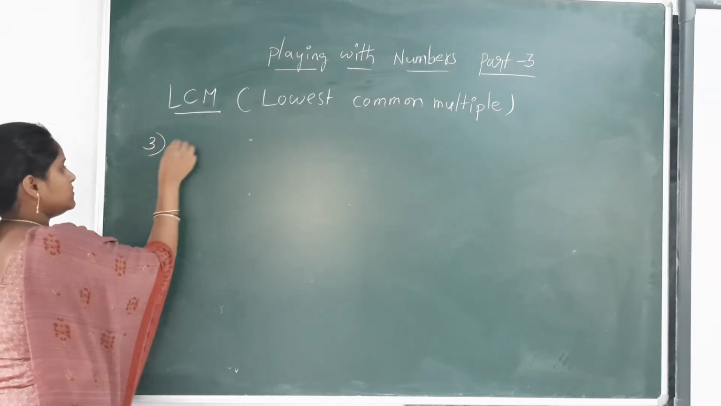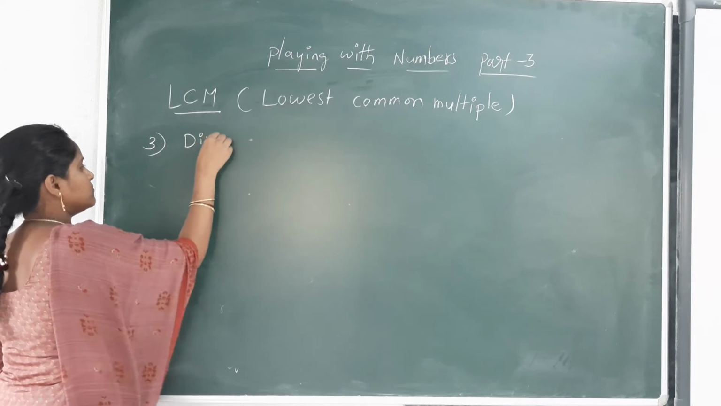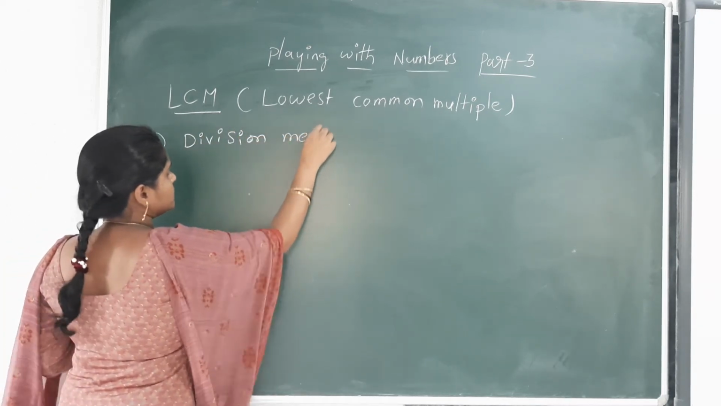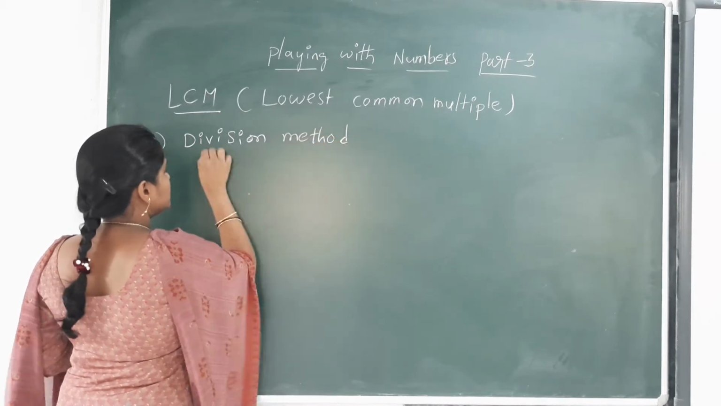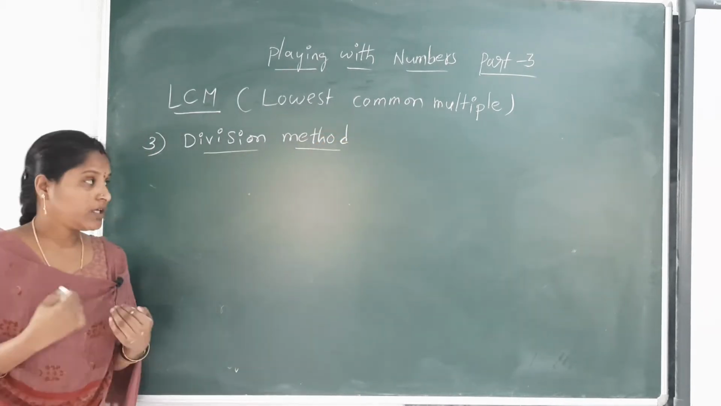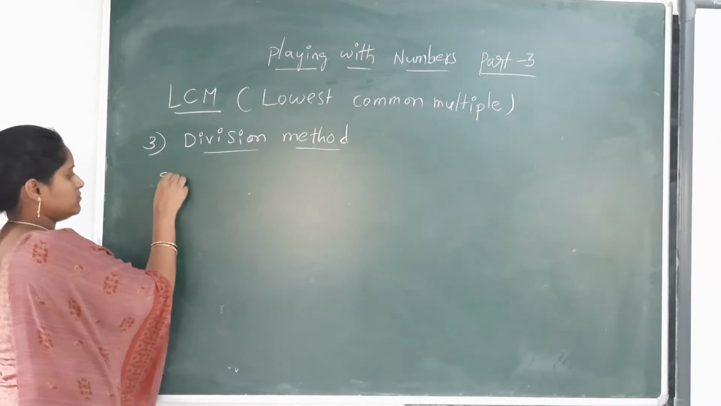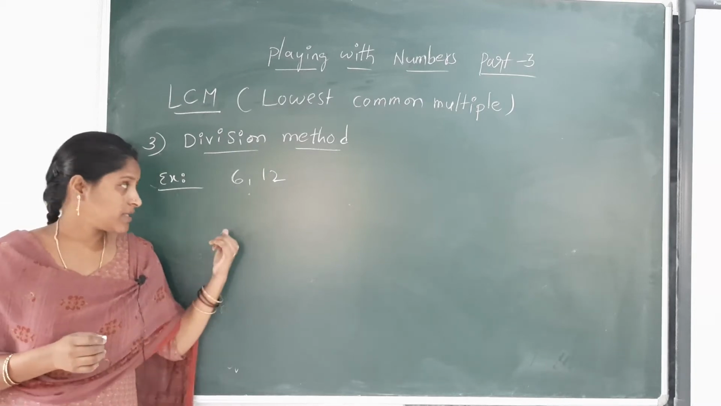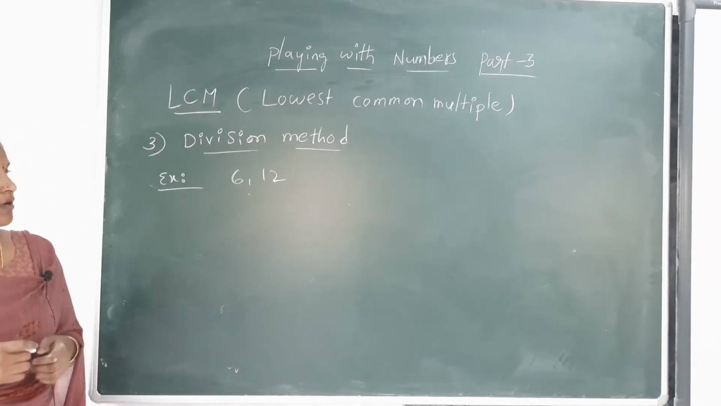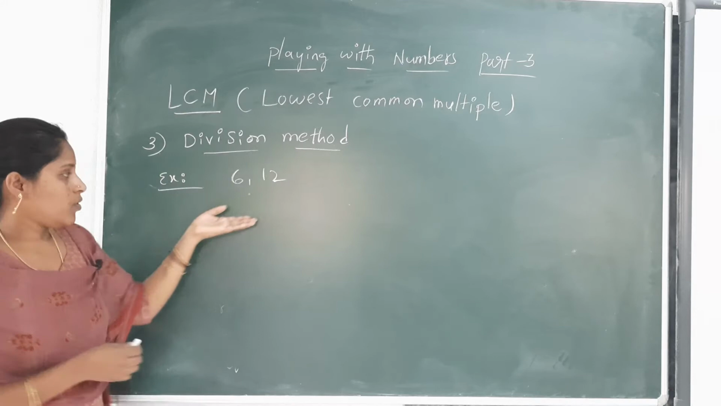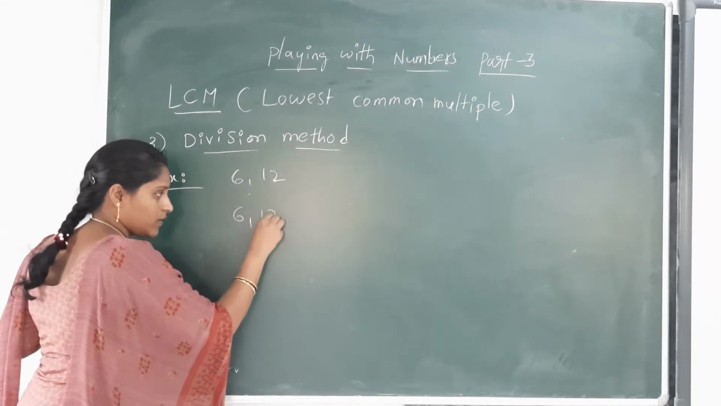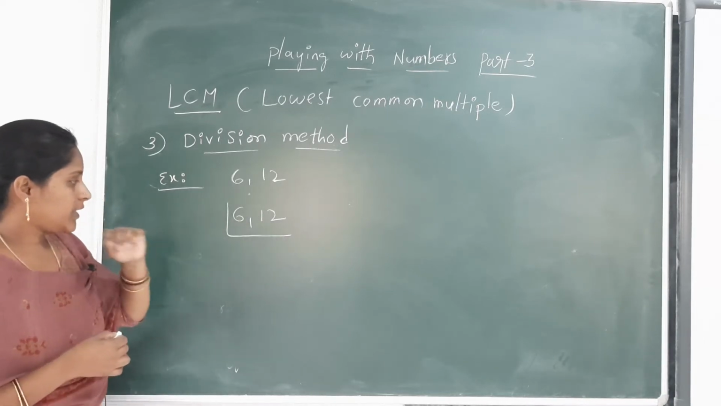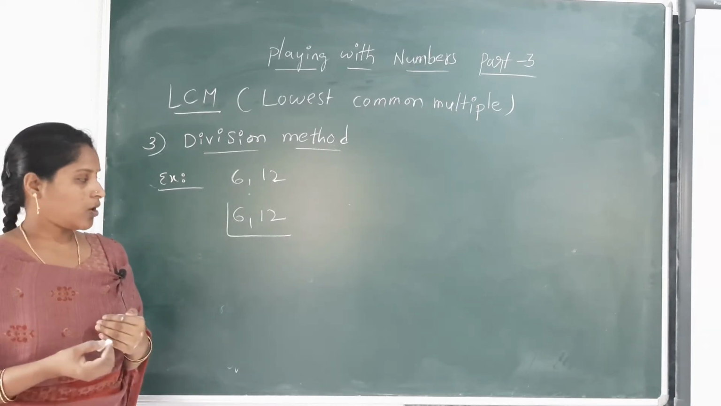The third method, the division method. I have taken the same example again, 6 and 12. In this division method we have to find factors for 6 and 12 at the same time. Here in this method we are going to use composite numbers also.